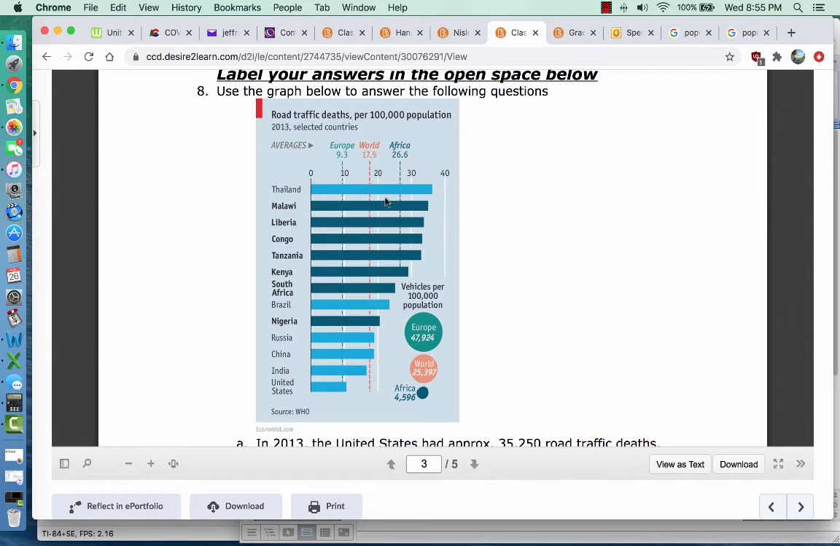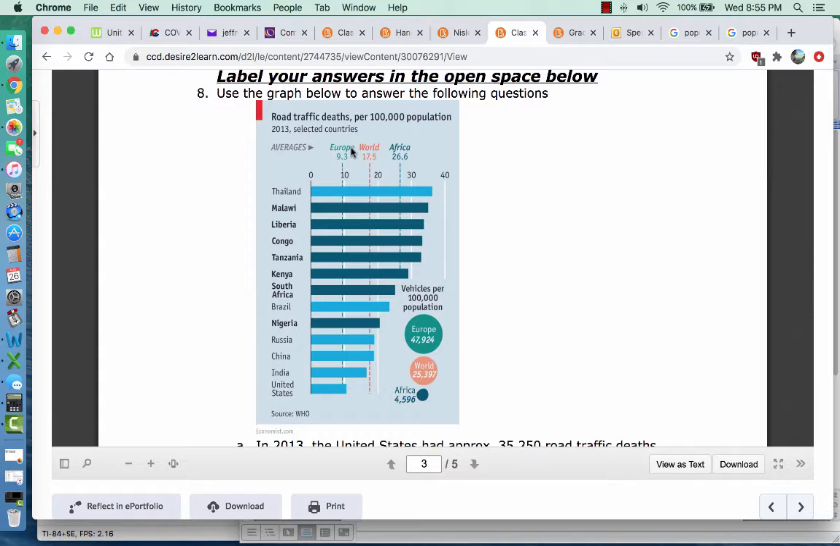What's interesting about this graph is that it has an interesting sample of countries, but it also gives you the same statistic for continents. So we have a sample of countries, and then we also have a small sample of continents. The first variable they're looking at is road traffic deaths. Our individuals are countries. We have a sample of countries and continents. And the variable is road traffic deaths per 100,000, which is a per capita statistic.